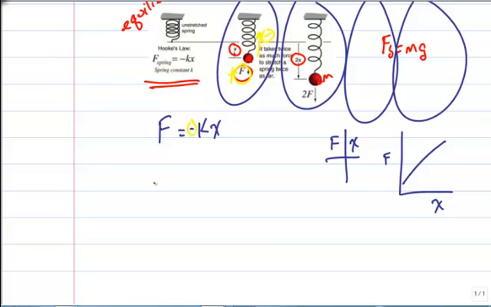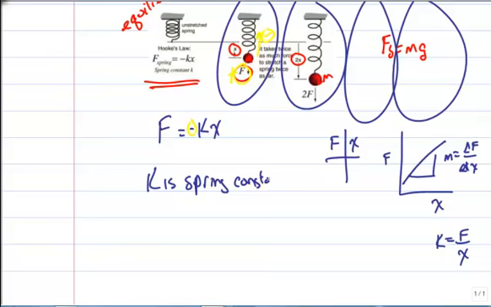And so the slope of this line, the rise over the run, m is equal to delta F over delta x. And again, sometimes we're slack and we don't put the little deltas in there. So k is equal to F over x. Okay, so k is the spring constant. It's simply the slope of that line. That's it for Hooke's law.